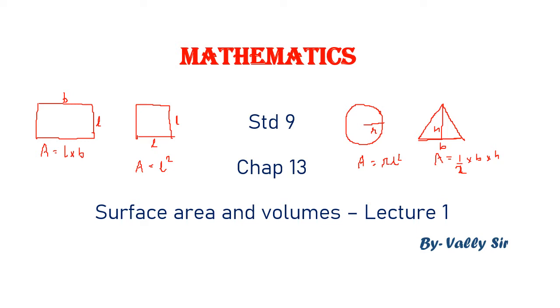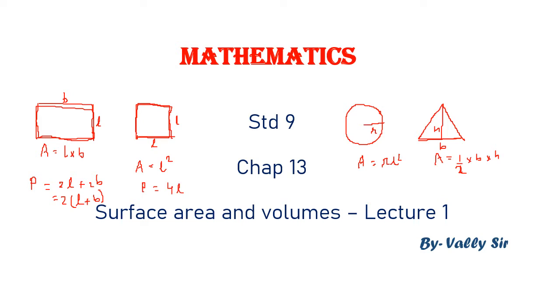What you have also learned is the perimeter. Perimeter is the length of the border. So if you look at this rectangle, you will get L plus B plus L plus B. So you got 2 times L and 2 times B, or we write 2 bracket L plus B is the perimeter. The perimeter of the square is L plus L plus L plus L, that is 4L.